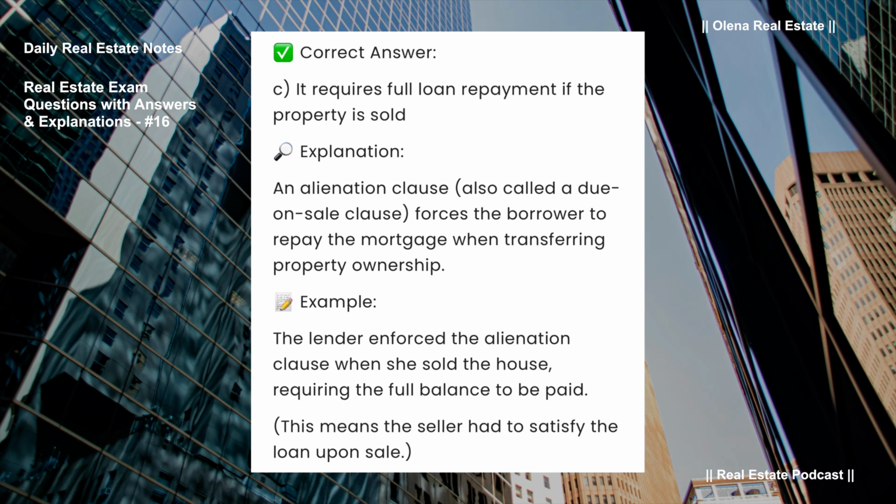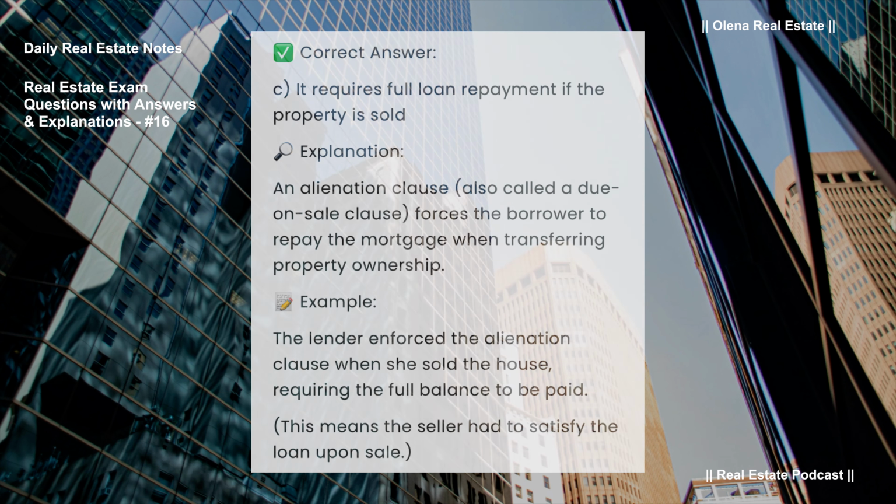An alienation clause, also called a due-on-sale clause, forces the borrower to repay the mortgage when transferring property ownership. For example, the lender enforced the alienation clause when she sold the house, requiring the full balance to be paid. This means the seller had to satisfy the loan upon sale.